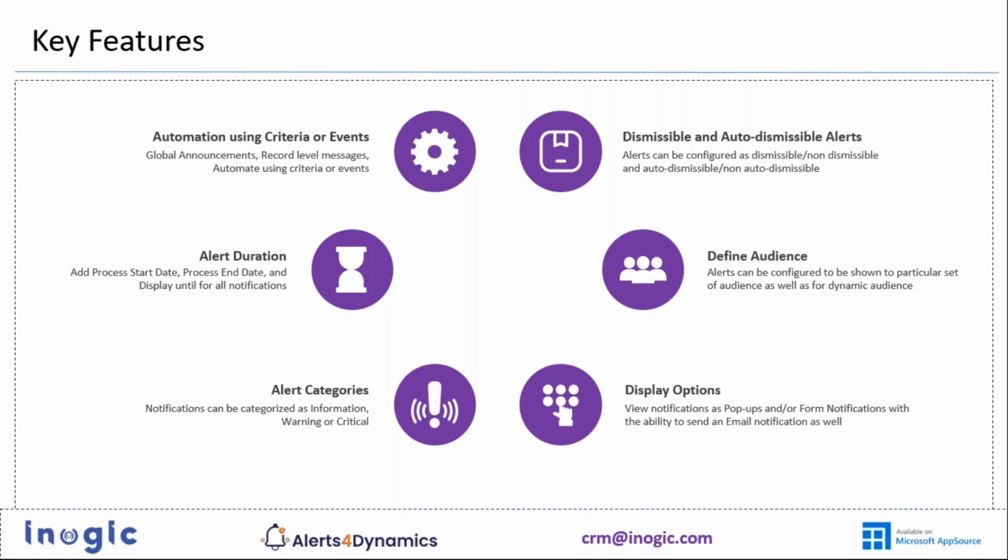And next come the dismissible and auto-dismissible alerts. So you can also set options in Alerts for Dynamics, like whenever a new alert has been shown to the user, whether you want the user to dismiss the alert from the notification that they have been seeing. That can also be possible. You can set it in the configuration, which I will show you later on in the session. So you can define whether the alert should be a dismissible alert or an auto-dismissible alert as well.